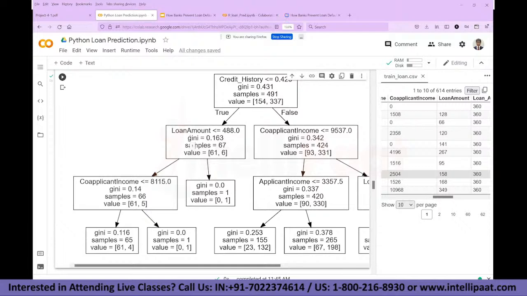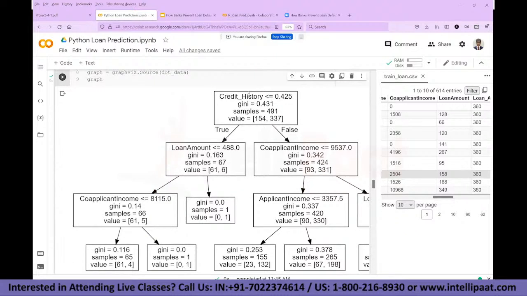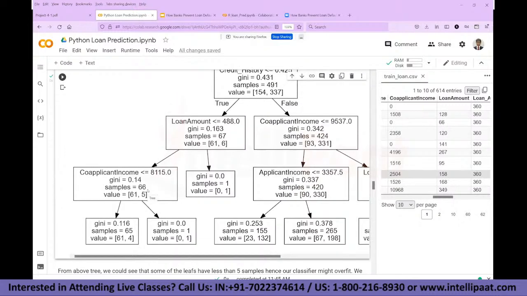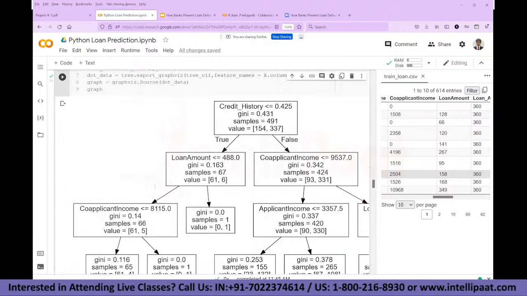So I'll just give you an idea about decision tree classifiers. Generally, a sequence of queries or tests is done to see if a certain previous test influences the test that is performed next. In this case, I'm testing credit history, and based on it, if it's true, then I'm checking loan amount, then co-applicant income, and so on, right? What we are forming is a tree.